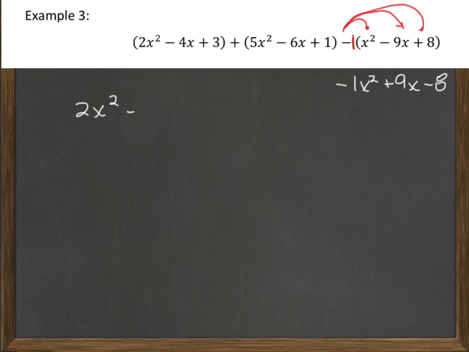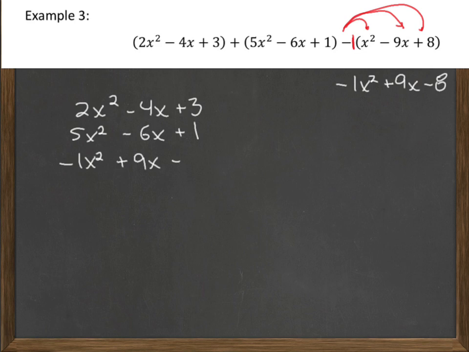So we have 2x squared minus 4x plus 3. And then I have a 5x squared minus 6x plus 1. And then I have a negative 1x squared plus 9x minus 8. Okay? So this is going to be 7. 2 plus 5 is 7. 7 minus 1 is 6.